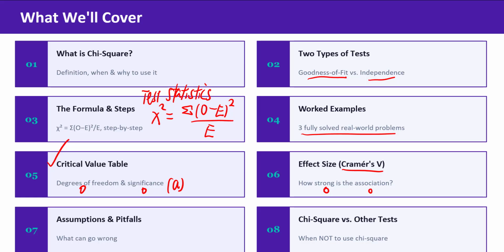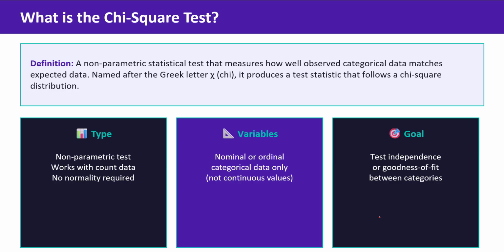We'll take a look at some assumptions and pitfalls. And we will compare the chi-square test with other tests like ANOVA, the t-test, and correlation tests, all those different tests, at the end. First of all, let's take a look at the definition of the chi-square test.